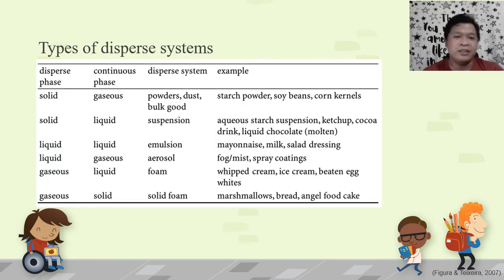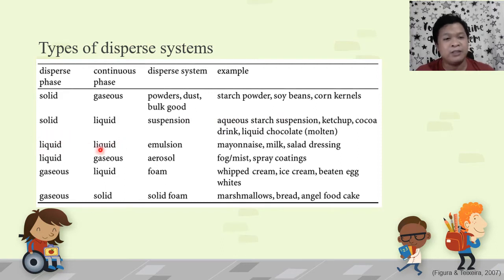Okay, so we'll just look at different types of dispersed systems. First would be solids in gas. This would be mostly your powders and bulk goods such as starch, or even, sa mas malaking scale, yung mga soybeans, o kung gusto mo local, yung mga munggo nyo, kidney beans or whatever, dried beans. Those are examples of solid in gas. Solid in liquid, typically called suspensions. These include ketchup, chocolate drinks, liquid chocolate pag natunaw siya, and aqueous starch solutions.